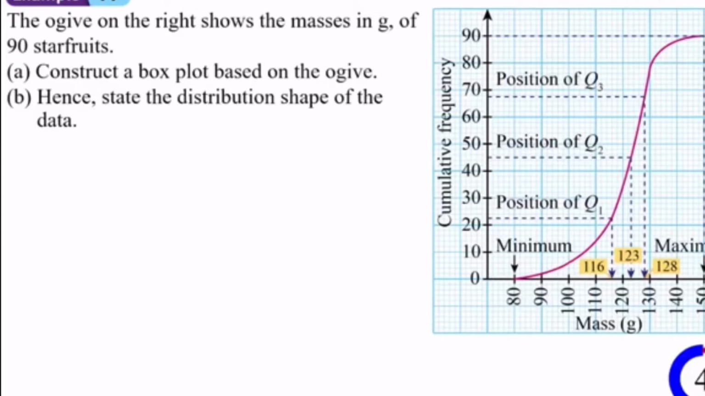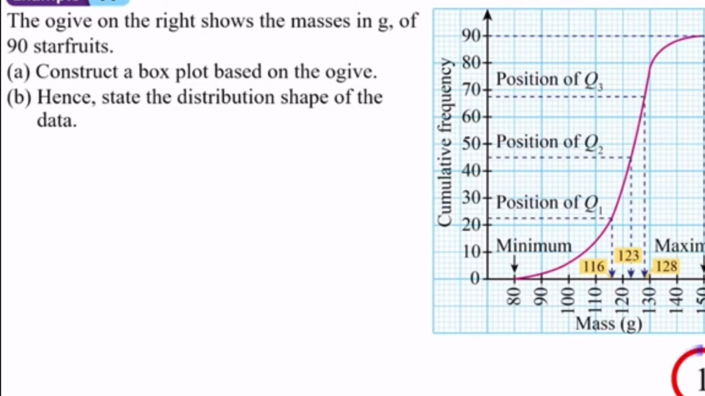So students, let's do this question. The Ogive on the right shows the masses in gram of 90 star fruits. A. Construct a box plot based on the Ogive. B. Hence state the distribution shape of the data. Distribution shape. What is that? Let's have a look at how to construct a box plot.